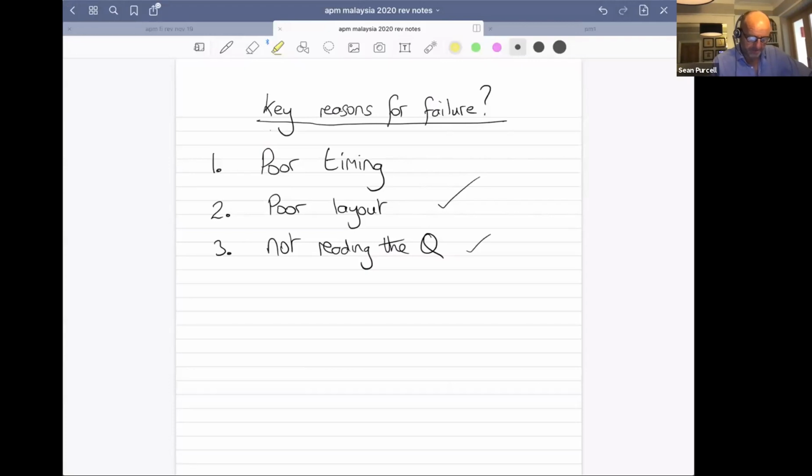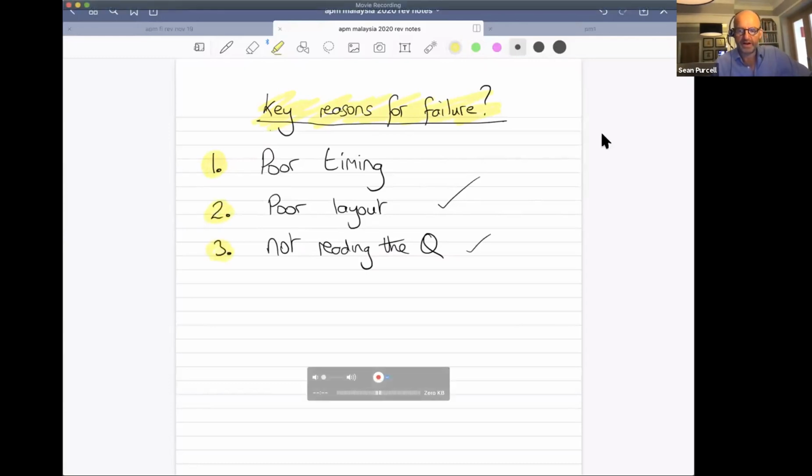So just to remind you, why do people fail the exam? Key reasons for failure. Number one, I talked about poor timing. Number two, I talked about poor layout. And number three, not reading the question asked. So if you're someone who's getting 46 and 48, I would suggest you will have suffered from one of these three things. You will not be technically weak. Your exam technique needs a bit of fine tuning, if I'm honest.